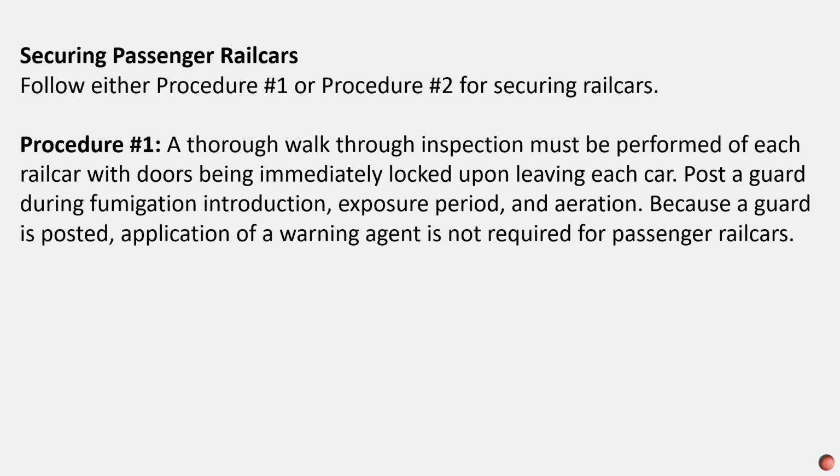Securing passenger rail cars. Follow either procedure number 1 or procedure number 2 for securing rail cars. Procedure number 1. A thorough walk-through inspection must be performed of each rail car with doors being immediately locked upon leaving each car. Post a guard during fumigation introduction, exposure period, and aeration. Because a guard is posted, application of a warning agent is not required for passenger rail cars.